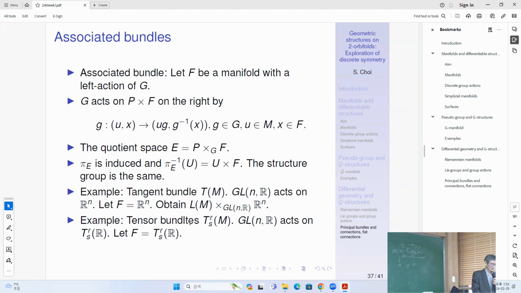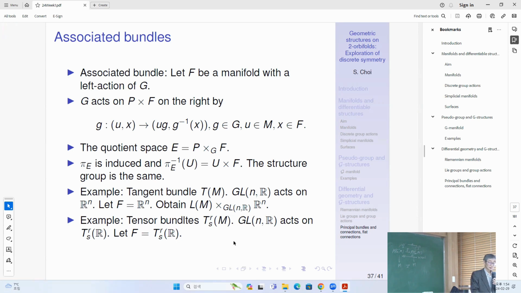Also, you do get the tensor bundles. There's a typo here, there's no T. So how do you do that? You just look at the tensors over Rn. Another error, there's Rn here. So you can look at all the R contravariant and S covariant tensors on Rn, and then you let F be that. Then you do the same construction, and that gives you tensor bundles for any type.